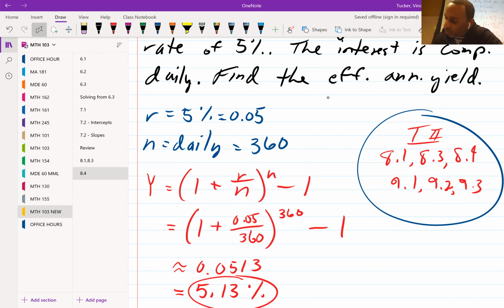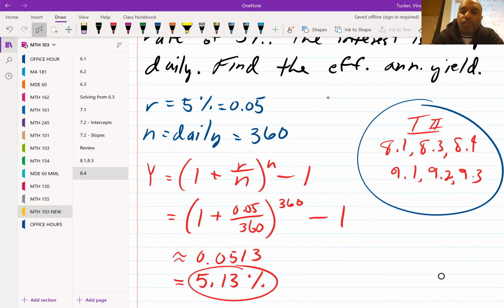Questions, questions, questions. Make sure we're all right. So that's it for 8.3 or 8.4, excuse me. Over here in the circle, I was just emphasizing what's going to be on test 2. So we're not ready for test 2 yet. We're just throwing it out there so you know what's going to be on it. Give you a heads up. Test 2 is 8.1, 8.3, 8.4, and then 9.1, 9.2, 9.3. All right.